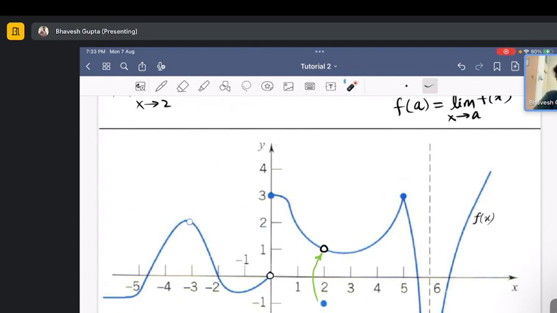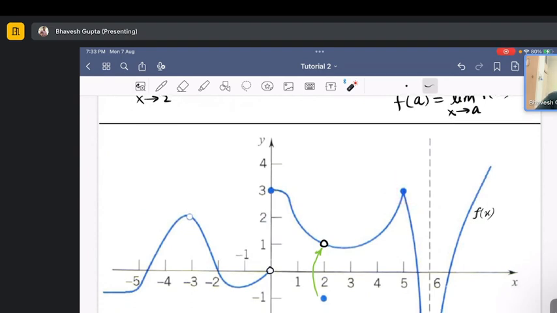I can give you one hint. If you can draw a plot without lifting your pen, that's continuous. Yes, that's continuous. But there is something strange about this. This seems to be a very jagged point, a very sharp corner. And I hate sharp corners sometimes. Because what does this sharp corner signify?